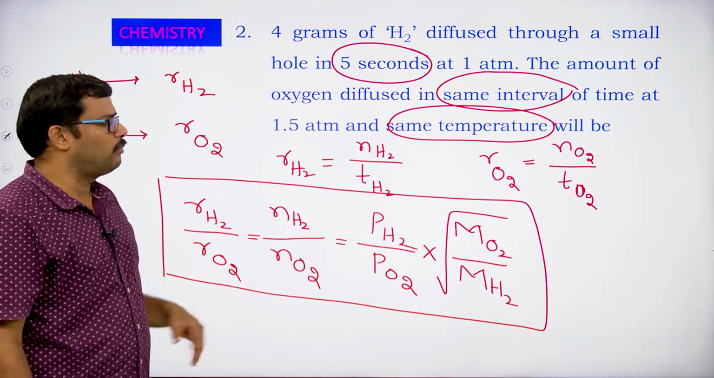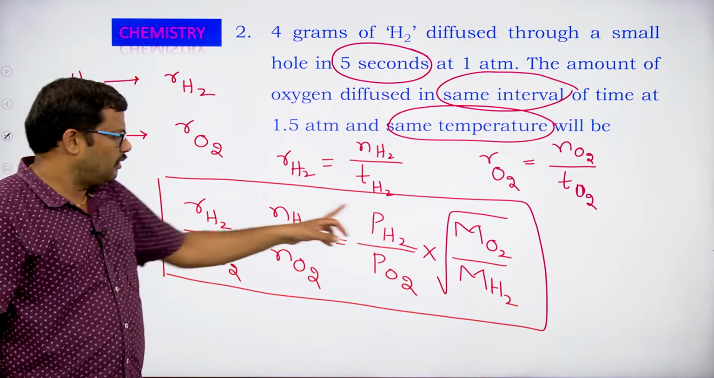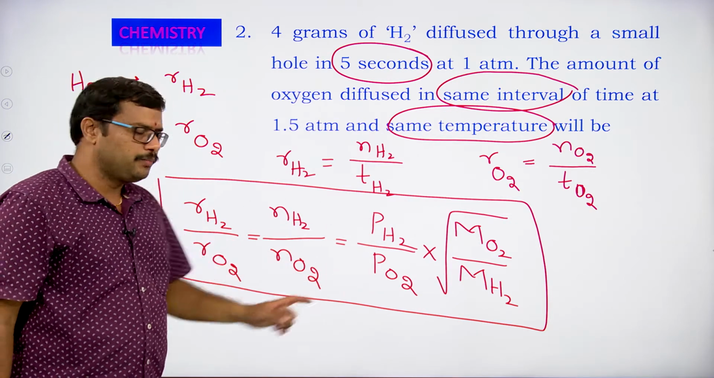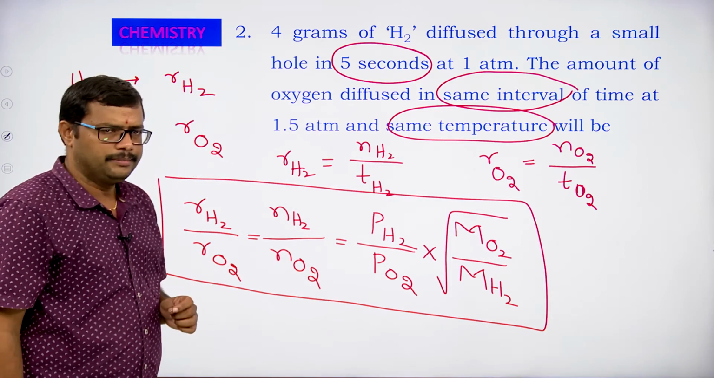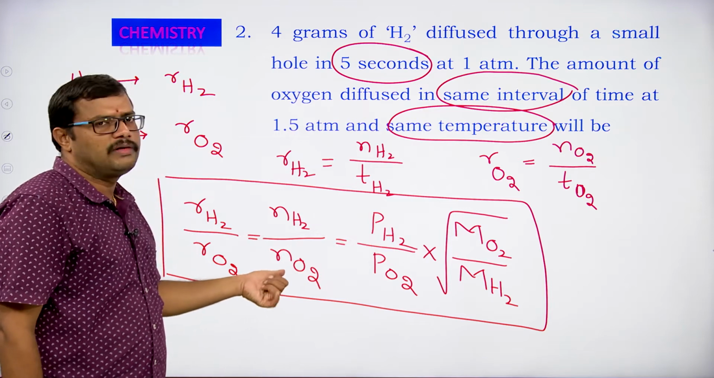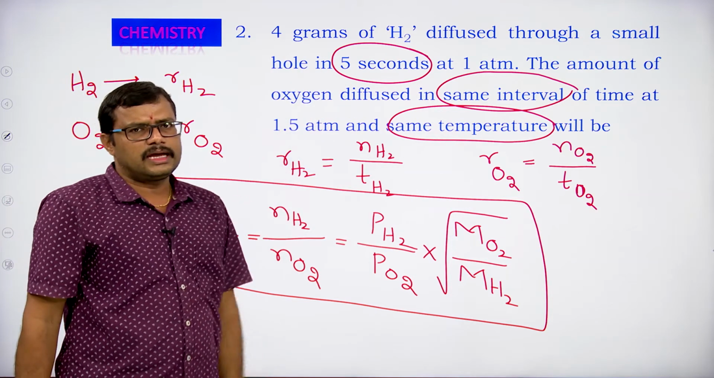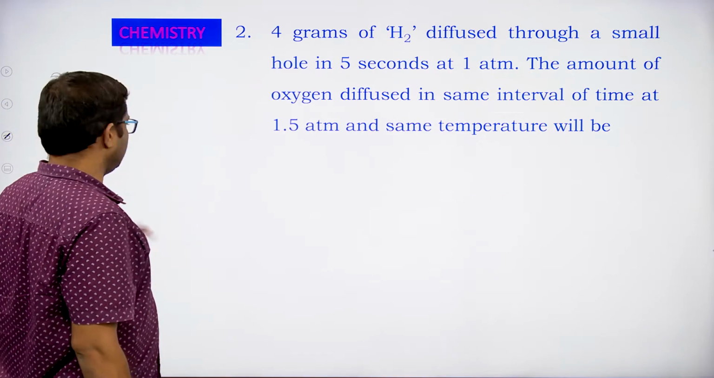So this is the formula you have to apply. This is the formula we have just seen: R1 P1, R2 P2, RH2 PH2, RO2 PO2. Like this we have to apply, and we have to go for calculating the number of moles of oxygen. From the number of moles we can easily calculate the mass of oxygen that got diffused. Okay, let us try this one.